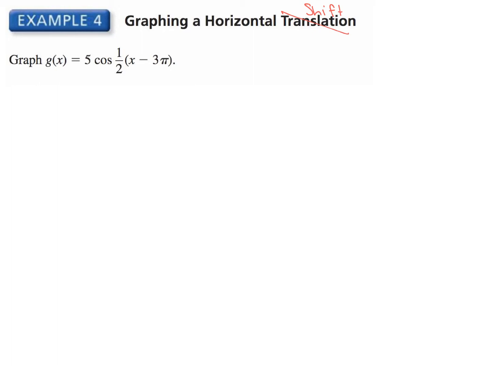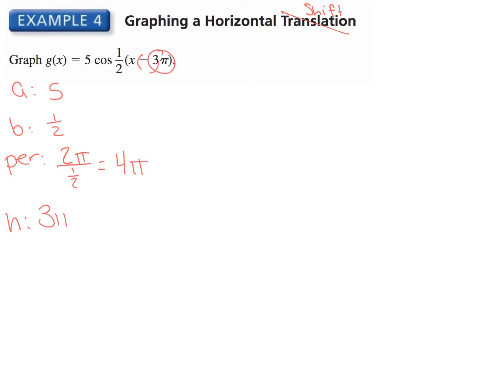So let's go ahead and label our points out. So we've got an A of 5, a B of 1/2, which means our period is 2 pi over 1/2. To get rid of that fraction, you multiply both by 2 over 1, and that gives us a 4 pi. And then our H is, once again, ignore the negative, it is just 3 pi.